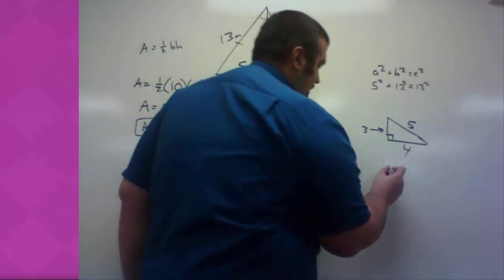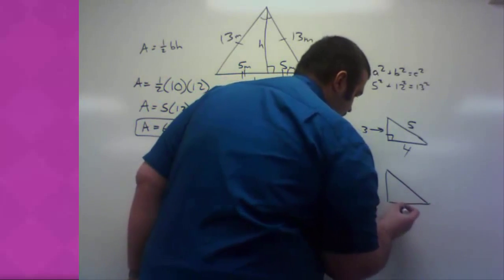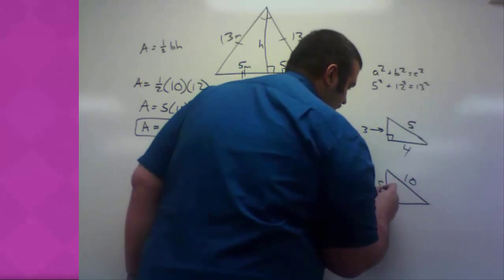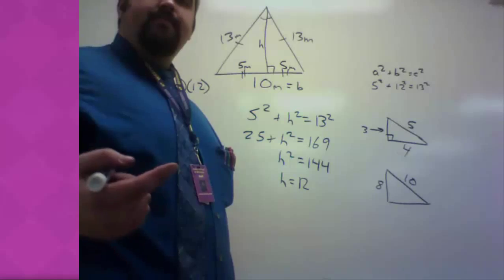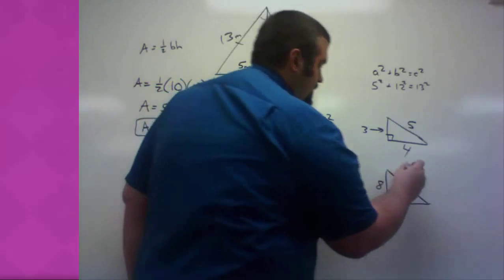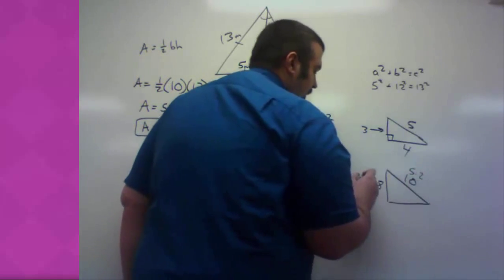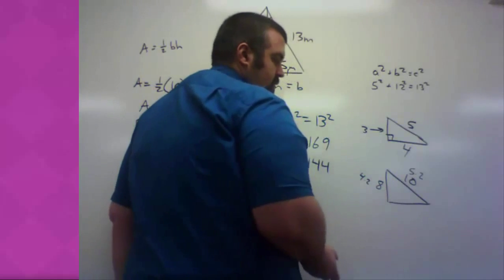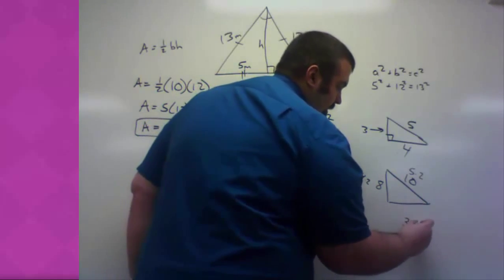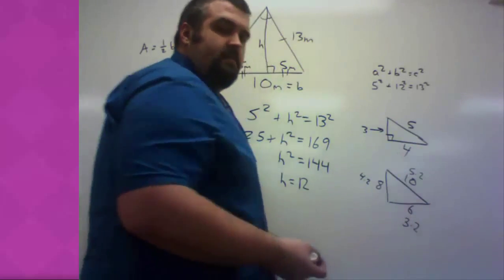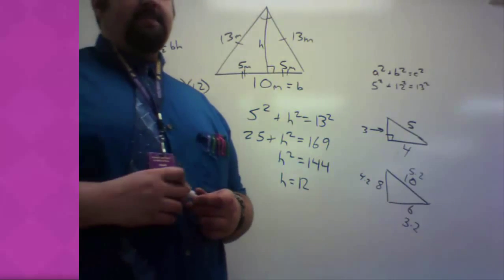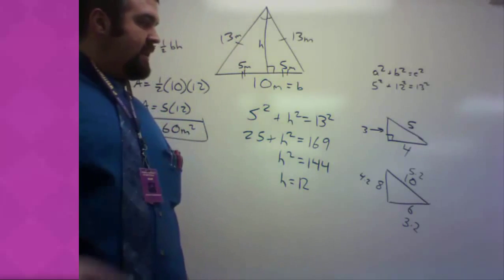What if I had a triangle like this? 10, 8, and I'm looking for the last side. Oh, 10 is 5 times 2. 8 is 4 times 2. So this side is probably going to be 3 times 2. 3, 4, 5, just a multiple. 6, 8, 10. That's what these Pythagorean triples will allow you to do, is shortcuts like none other.